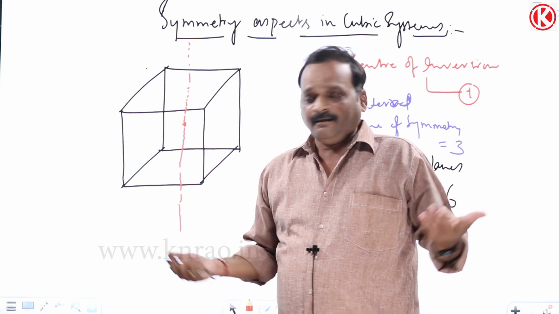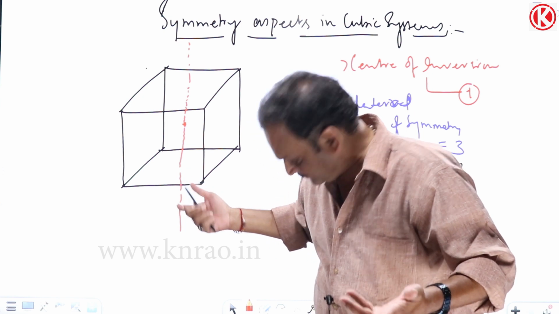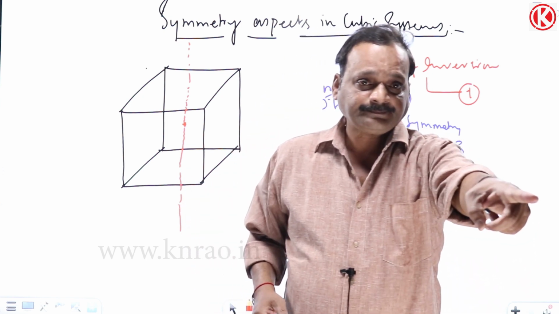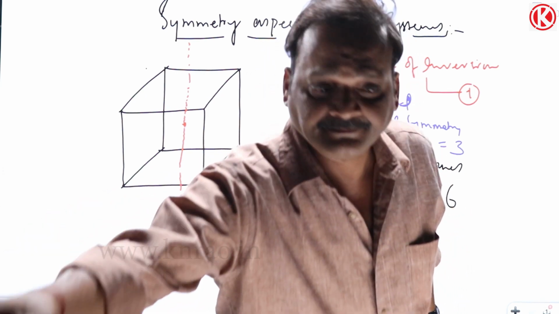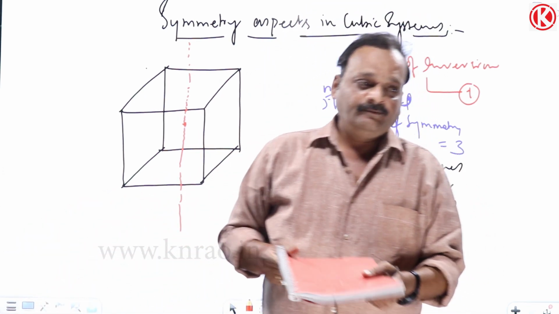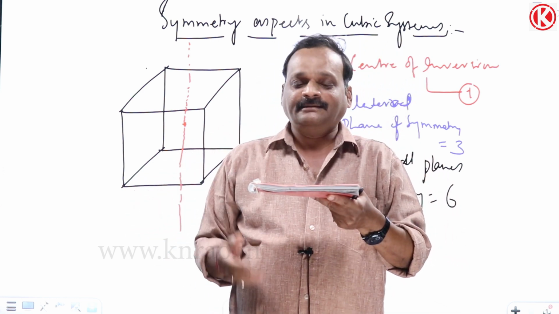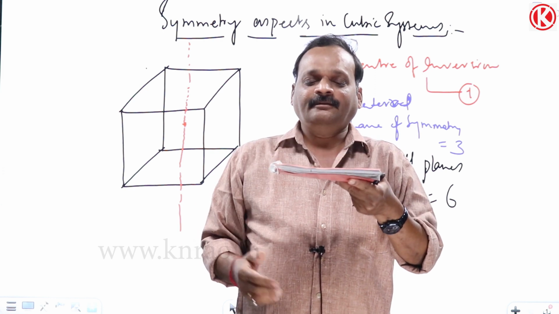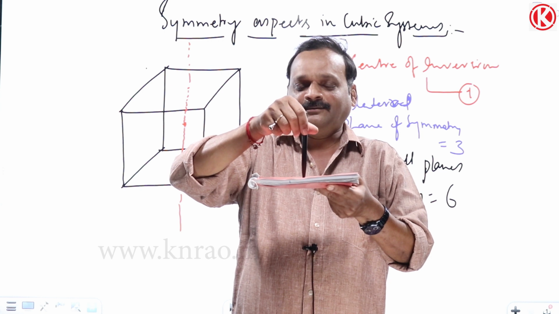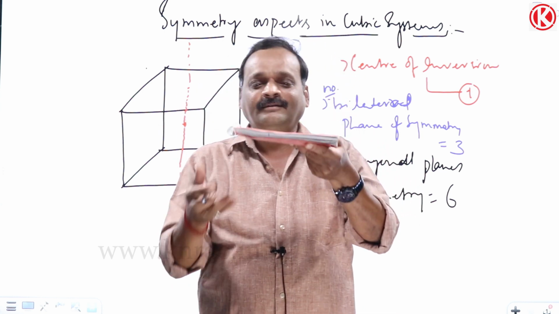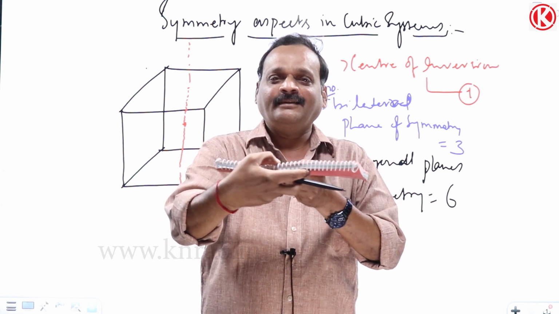I can show you practically. Please give me that book. Thank you. Though this is not a cube, imagine this is a cube. Now, my axis is like this, passing through the midpoint of the opposite face, passing through the body center and coming out like this. About this axis, now imagine me rotating the cube exactly through 90 degrees.